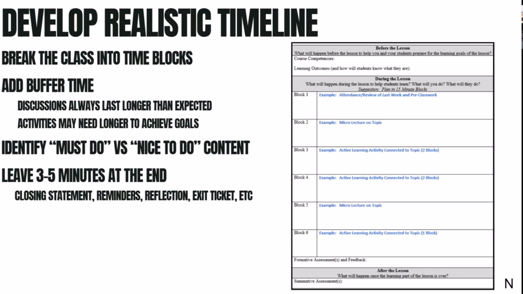And I said this earlier, activities may need longer. If there's an activity that's important and they need to do a specific thing, you want to make sure it's achieved before you move on to something else. You just don't cut that short, because there's probably some really good learning going on, even if it goes beyond, because maybe it's taking a little longer to understand it. Identify those must-do versus nice-to-do content.